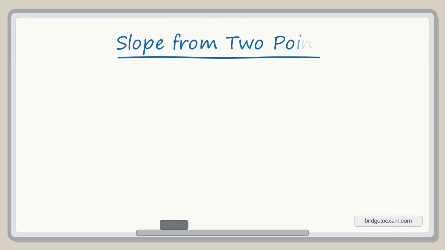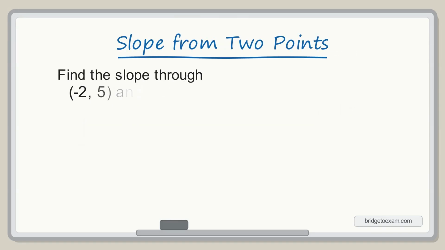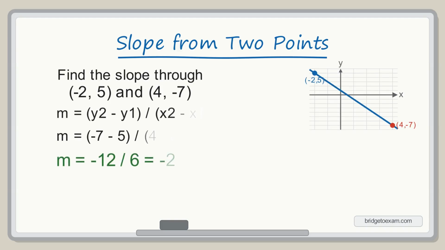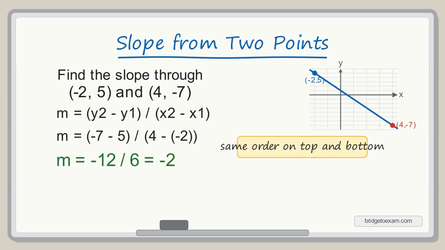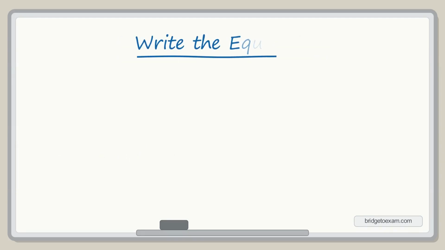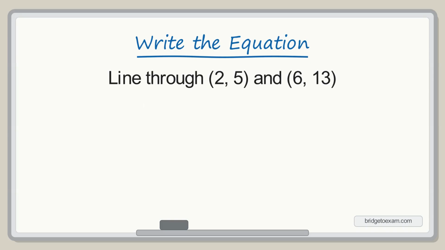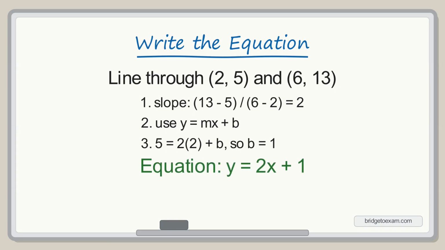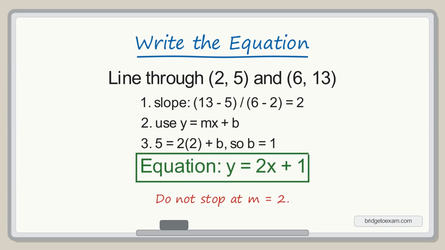Slope from 2 points is vertical change over horizontal change. For -2, 5, and 4, -7, keep the subtraction order identical in the numerator and denominator. When the question asks for the equation, slope alone is incomplete. Find the slope first, then substitute 1 point into y equals mx plus b. Here b equals 1, so the full equation is y equals 2x plus 1.